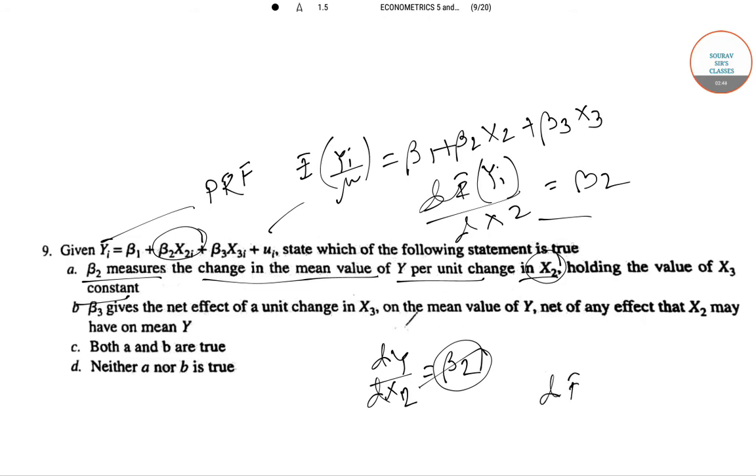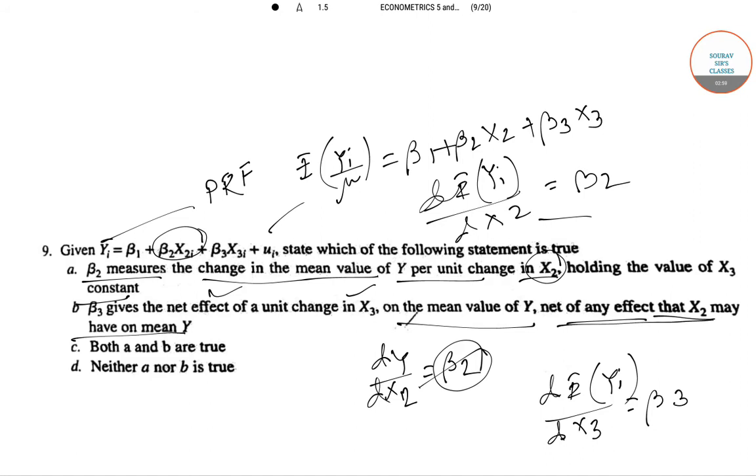Similarly, when we take the partial change with respect to x3, we get beta 3. This means the net effect of a unit change in x3 on the mean value of y, net of any effect x2 may have on mean y. So both these options are correct. So option 3 is the correct answer.